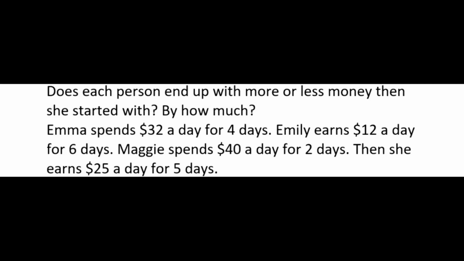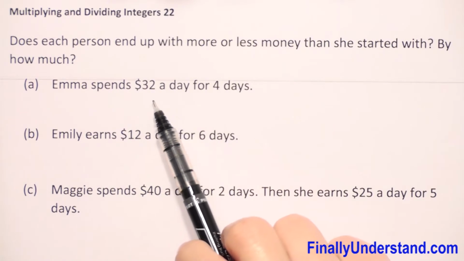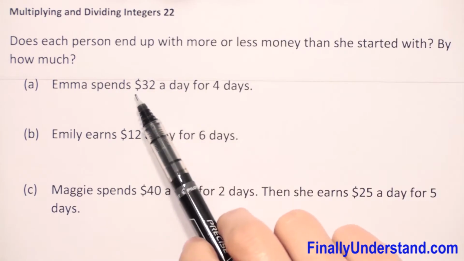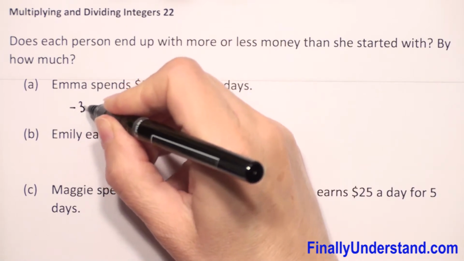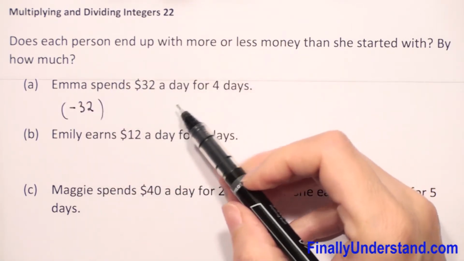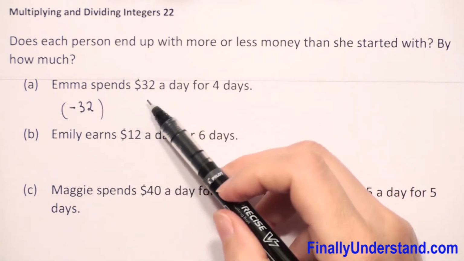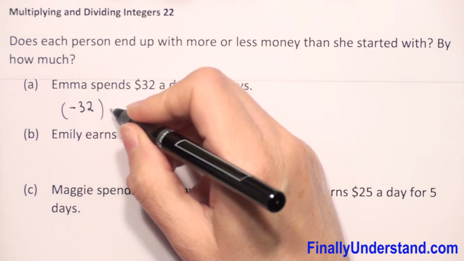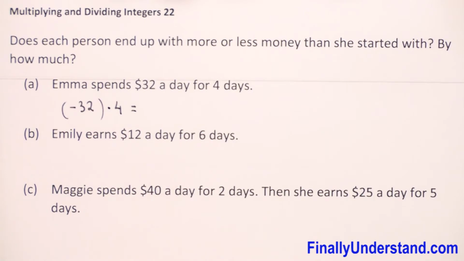Does each person end up with more or less money than she started with? By how much? In the first example, Emma spends $32 a day for 4 days. Because she spends, we write a negative sign before 32, and because it was 4 days, she spends $32 a day for 4 days. So I will multiply negative 32 times 4 to calculate how much she spends.